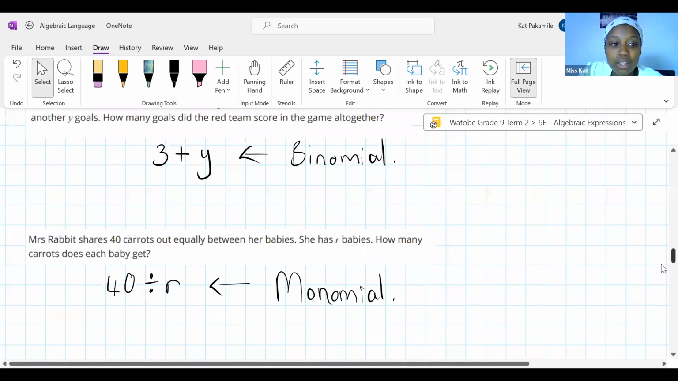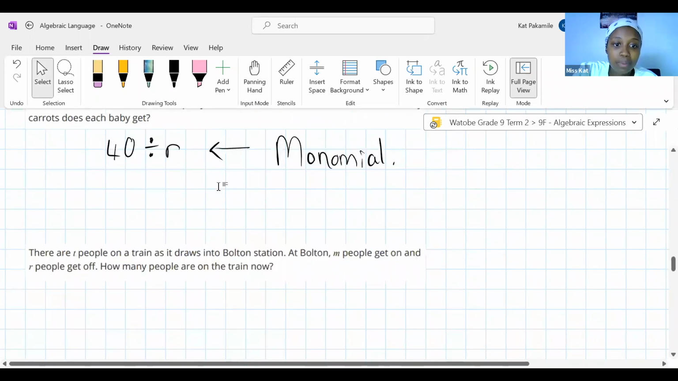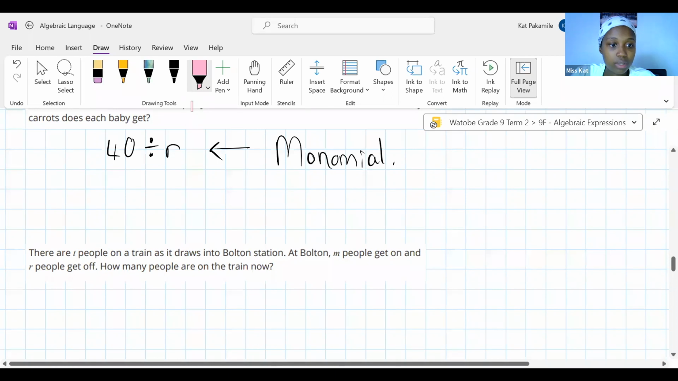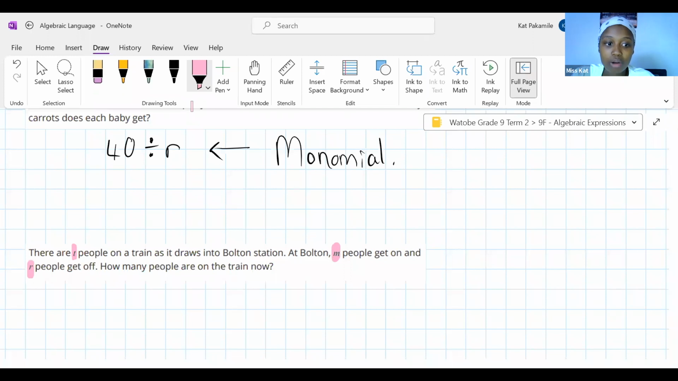Okay, let's see. There are T people on a train as it draws to the Bolton station. At Bolton, M people get on and R people get off. How many people are on the train now? Okay, how would you express this as an algebraic expression? How would we rewrite this as an expression? We had T people in the beginning. Then we stopped at Bolton. M people got on, R people got off. How many people are there on the train?